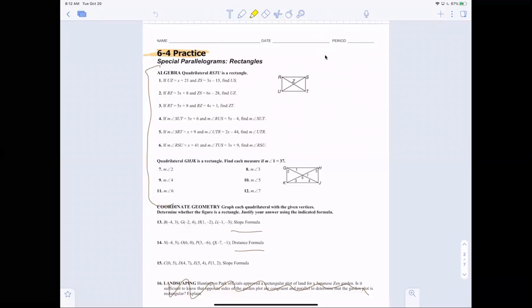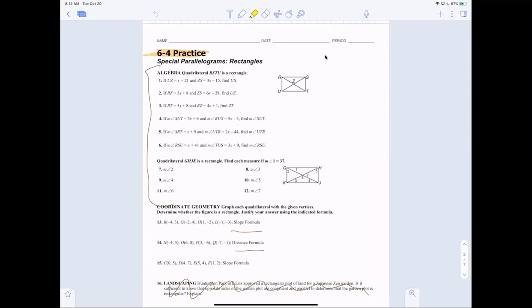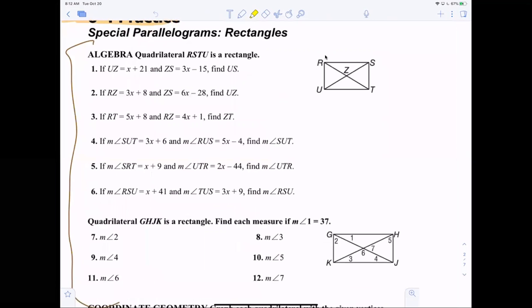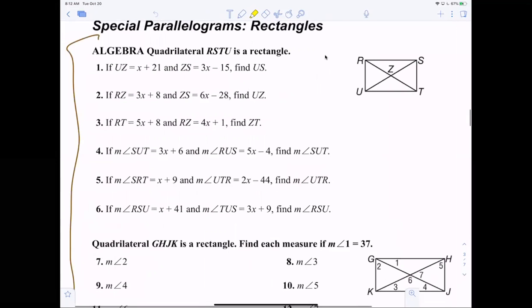All right, help me out now. Does anybody have any questions with 1 through 12? Or you just want to run through them? Let's go ahead and let's tell me about US. Number 1, someone tell me, US is equal to what? How much? 78? If you don't agree, let me know.